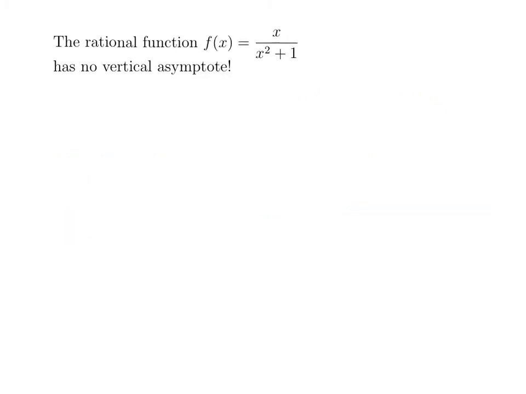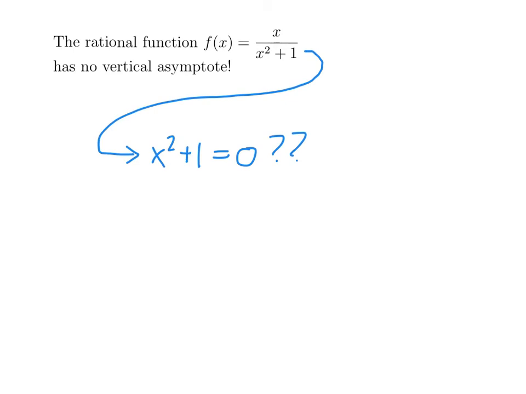A standard step in graphing rational functions is to locate vertical asymptotes, but in this case the function has no vertical asymptotes. You look for vertical asymptotes where the denominator is 0, but in this case, if x squared plus 1 is 0, then you know that x squared is negative 1, and that just doesn't happen.